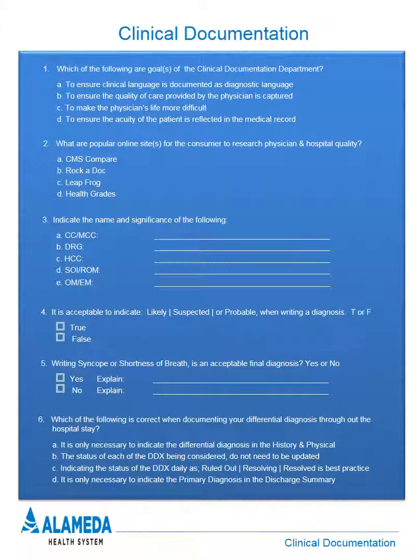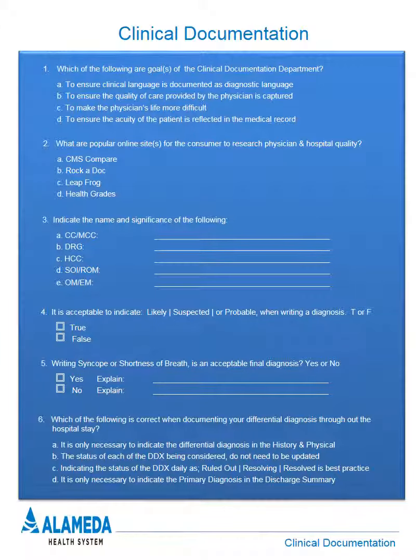Number 2, what are popular online sites for the consumer to research physician and hospital quality? A, CMS Compare, B, Rockadoc, C, Leapfrog, and D, Healthgrades. The incorrect answer is Rockadoc. That's just a site that I made up, does not exist. But CMS Compare is a Medicare site, Leapfrog, and Healthgrades. Those are all public sites that I encourage you all to go on and look at the hospital quality scores, usually a star rating, stars from 1 to 5 ranking, and then look up your own physician public data on CMS Compare, Leapfrog, and Healthgrades.